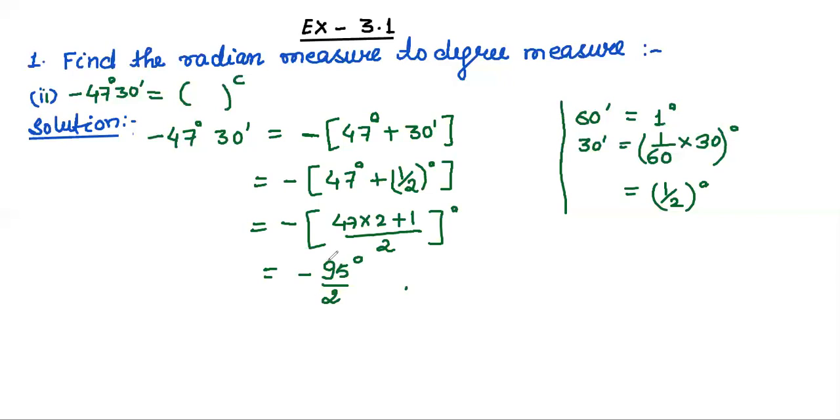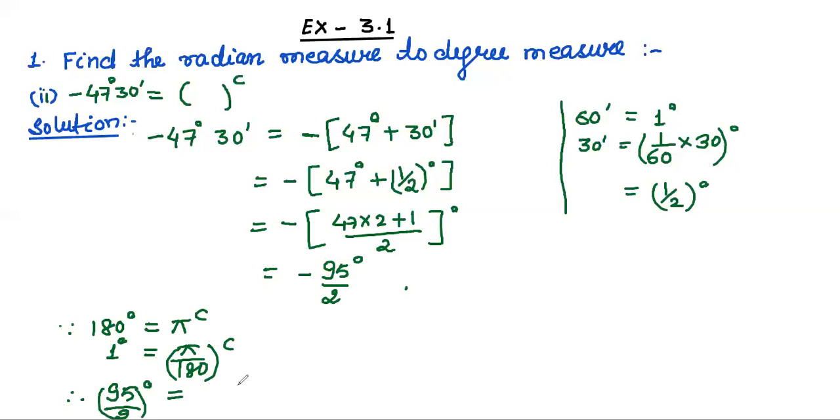Now we'll convert into radian. Again we will use that 180 degree equals pi radian. So 1 degree equals pi by 180 radian. And then 95 by 2 degree equals pi by 180 into 95 by 2 radian.